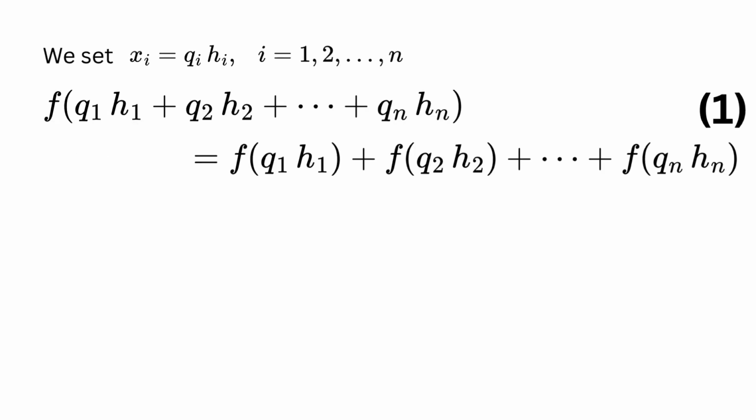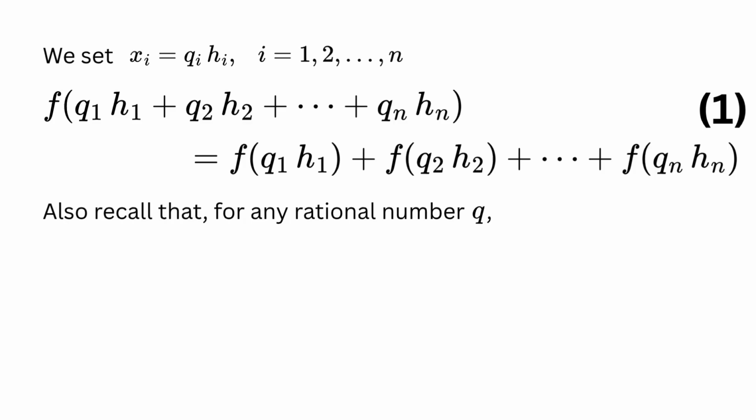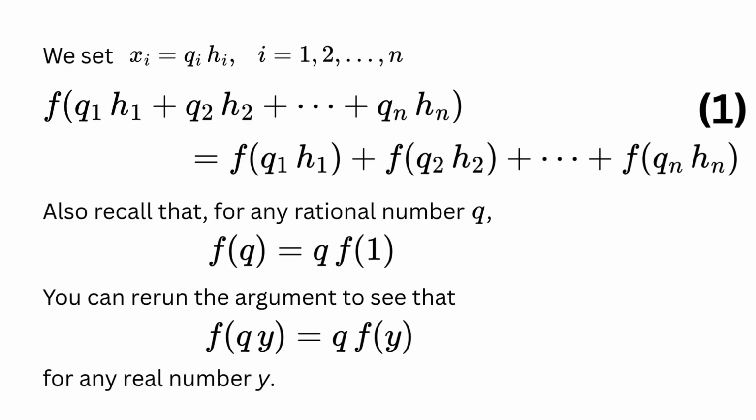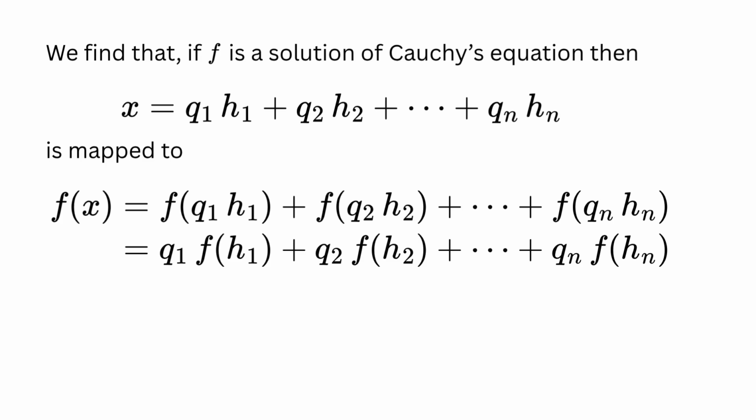Then, we set each x to be a rational number q times a real number h. Also recall that for any rational number q, we had shown that f of q is q times f of 1. You can rerun the argument to see that the statement is true not only for q times 1, but also for q times any number y. Applying this result in the right-hand side of equation 1, we find that the image of x is a linear combination of the images of the basis elements that enter its Hamel decomposition. Also, the coefficients are exactly the coefficients that appear in the Hamel decomposition of x.